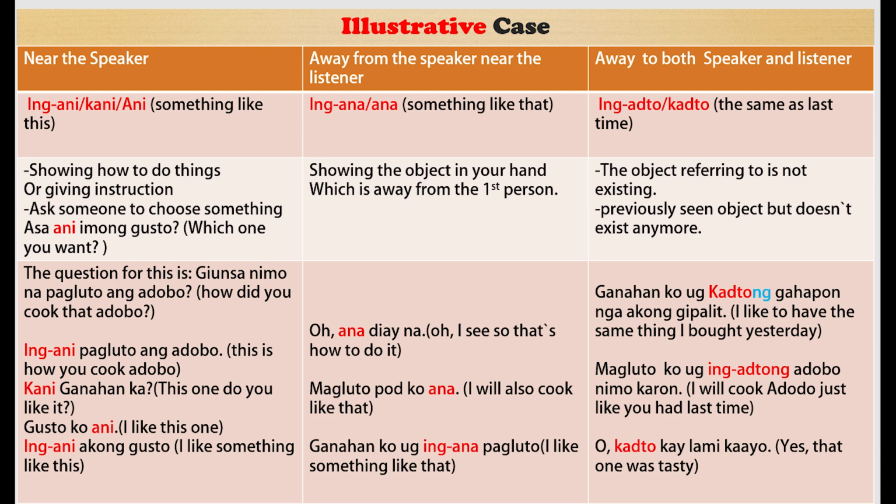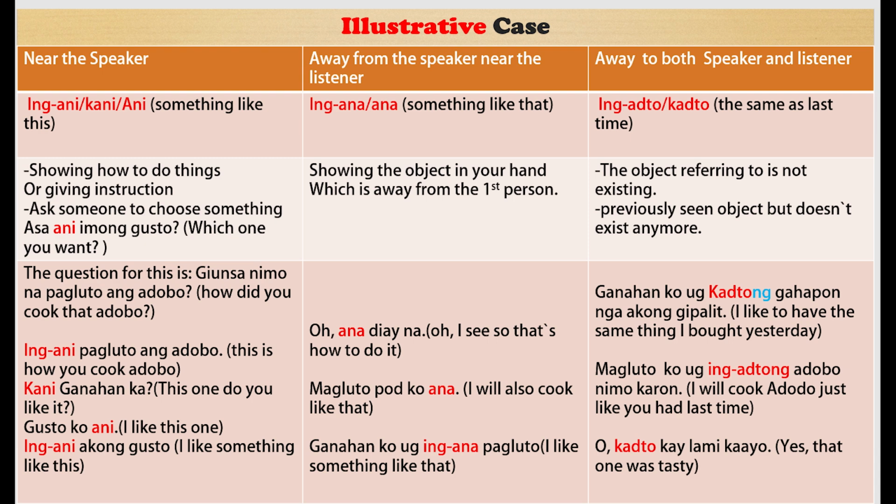So, let's go to both away from the speaker and the listener. So, ing adto, kadto. This one is like the object is not existing anymore. The object you're talking about is not existing anymore. Previously seen the object but it doesn't exist anymore. You say kadto. Kadto bang gahapon? Wala na karon. So you say ayaw na lang kay wala naman di ay tung gahapon.